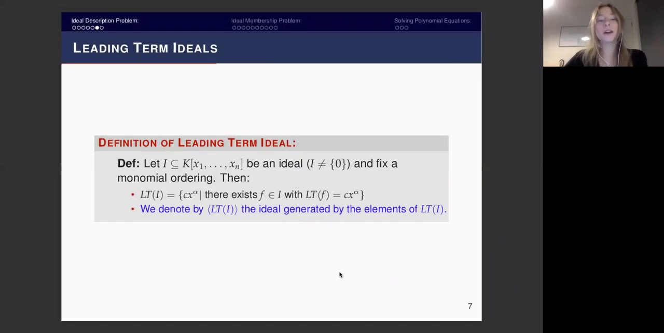Now we will be using our ideal I to construct another ideal of the polynomial ring called the leading term ideal. When we have a non-zero ideal and then we pick some monomial ordering to be able to choose the leading terms of polynomials, we generate a set as follows. LT(I) is the set of leading terms of the polynomials within the ideal I, and the ideal generated by this set is called the leading term ideal derived from the ideal I.